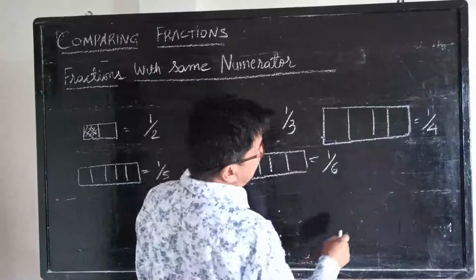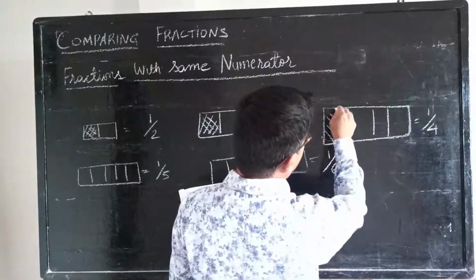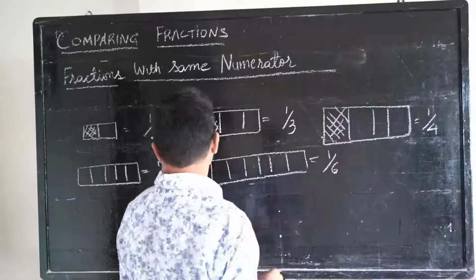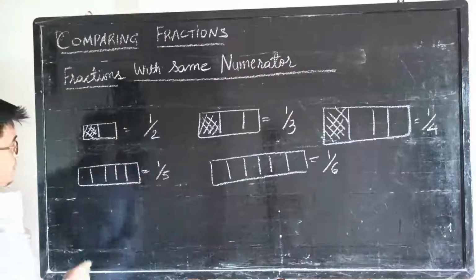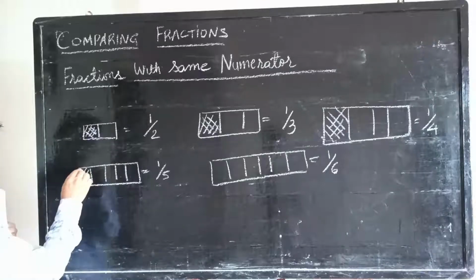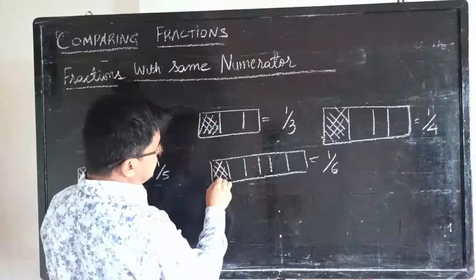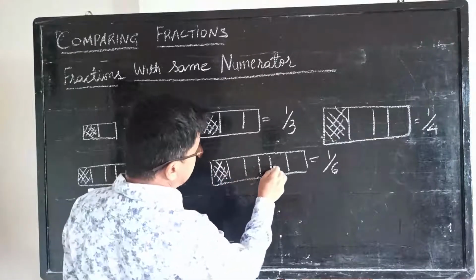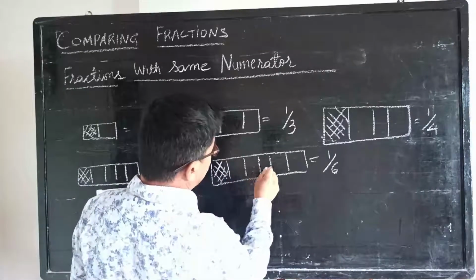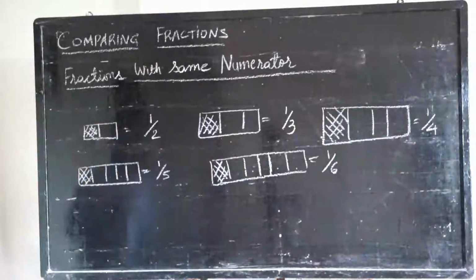Here 1 upon 4. That means 1 out of 4 parts. Here 1 upon 5. 1, 2, 3, 4, 5. 1 part out of 5 parts. Here 1 upon 6. 1 part out of 6 parts. 1, 2, 3, 4, 5, 6 parts. These are fractions with the same numerator.